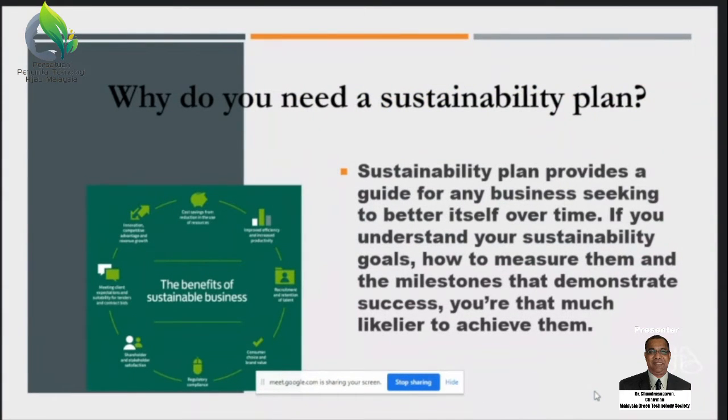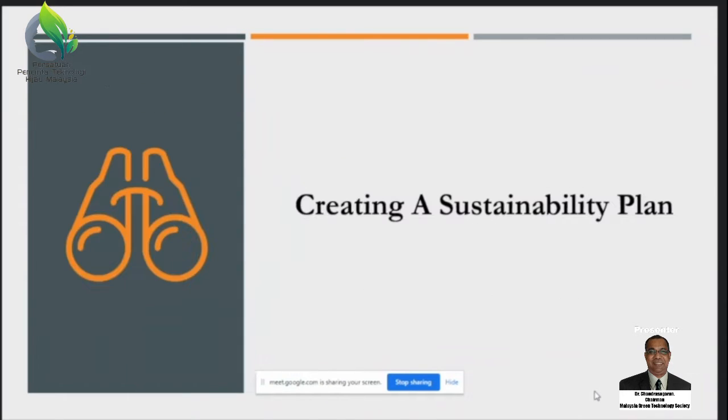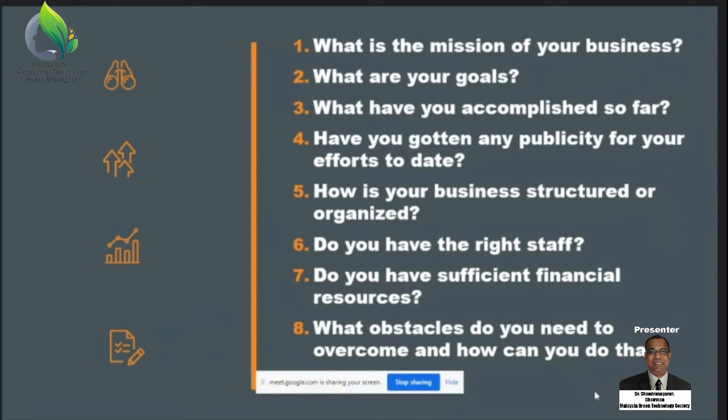Why do we need a sustainability plan? A sustainability plan provides a guide for any business seeking to better itself over time. If you understand your sustainability goals, how to measure them, and the milestones that demonstrate success, you are that much likelier to achieve them. Okay, now let's look at how to create a sustainability plan.